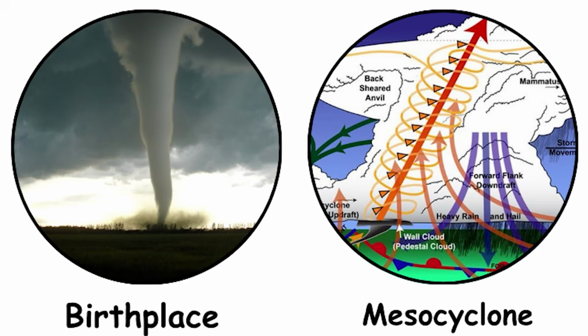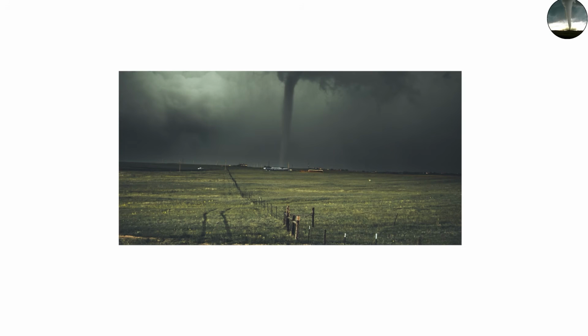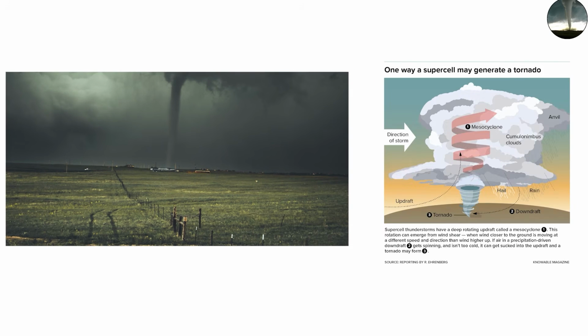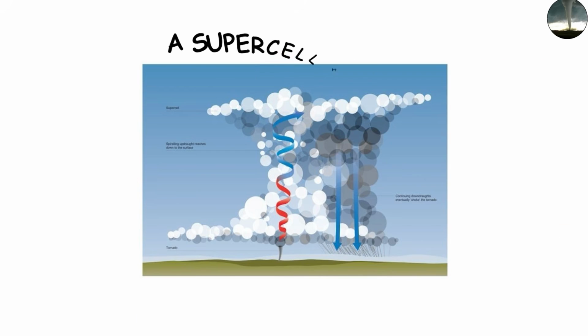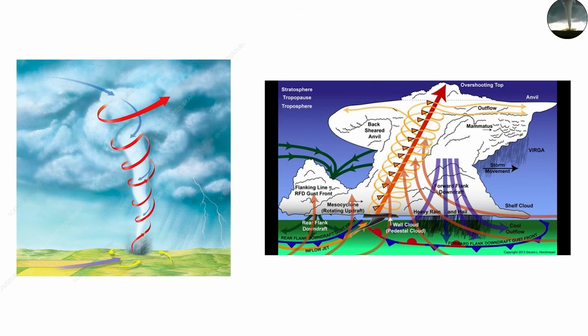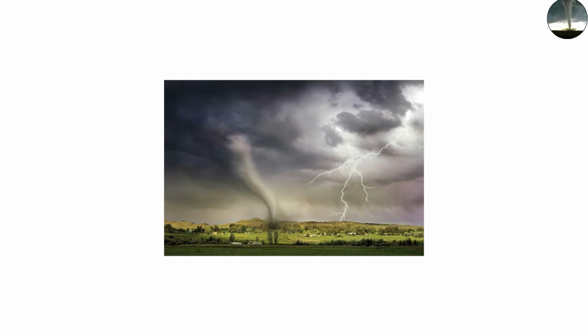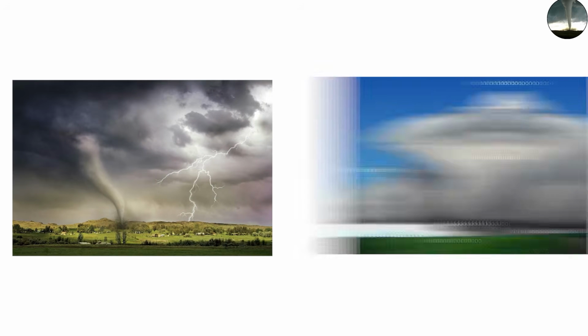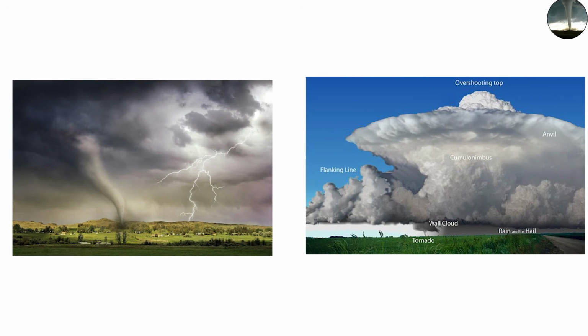The birthplace of a tornado. The formation of a tornado begins high above the ground, in towering thunderstorms known as supercells. A supercell is not an ordinary storm. It is a self-sustaining engine with its own rotating core called a mesocyclone. These storms are rare but incredibly powerful, capable of producing the world's most violent tornadoes.